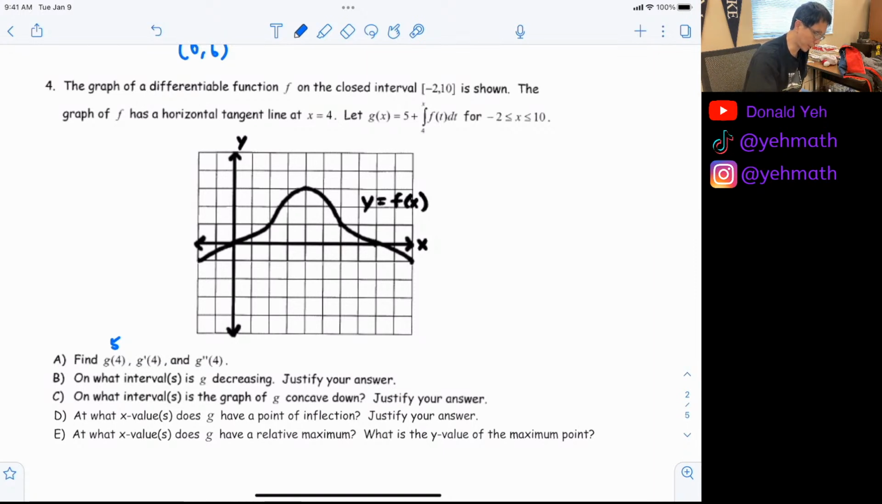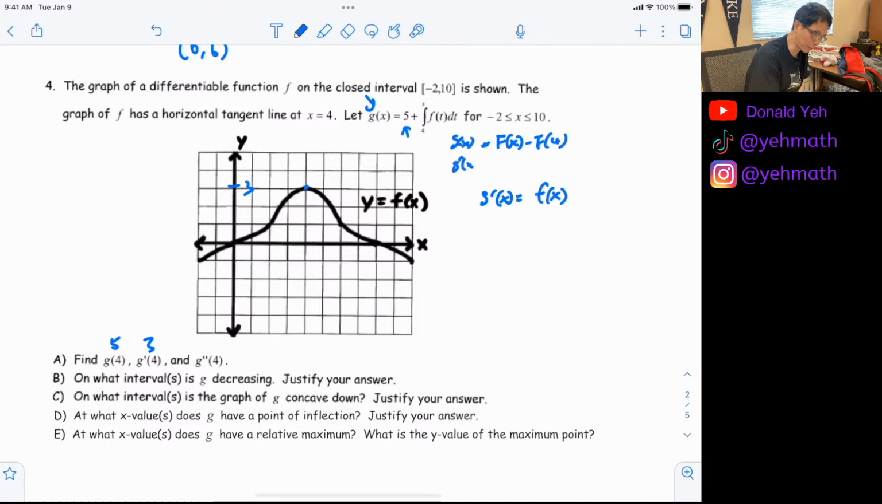3 is correct because the output value is 3. Because G prime of x is equal to f of x. Because if I take a derivative of this, then the phi is going to go away. So if I integrate this, it's going to become big F of x minus big F of 4. And that's g of x.